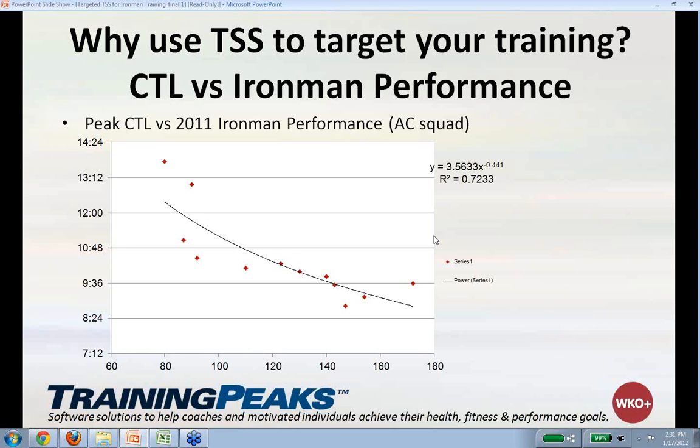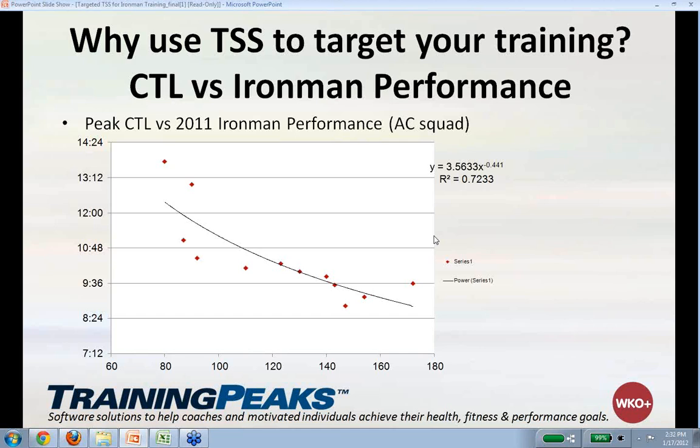If we looked at a race day CTL, typically it will come down a little bit as the athlete tapers. But the main point of this chart is that there's a pretty good relationship between CTL and Ironman performance. And Ironman performance in itself is not a very consistent variable. We've got courses from Coeur d'Alene, Kona, Switzerland, a whole bunch of courses. The relationship that's showing is pretty good.